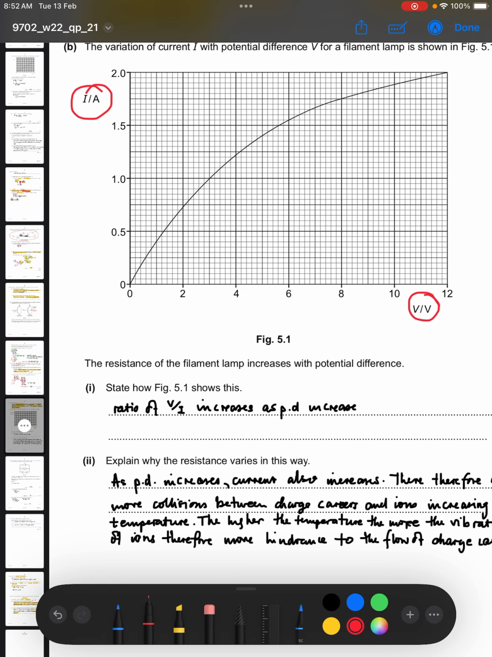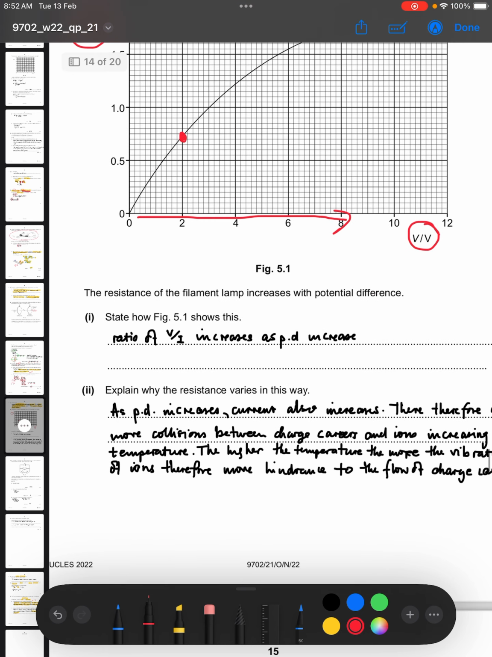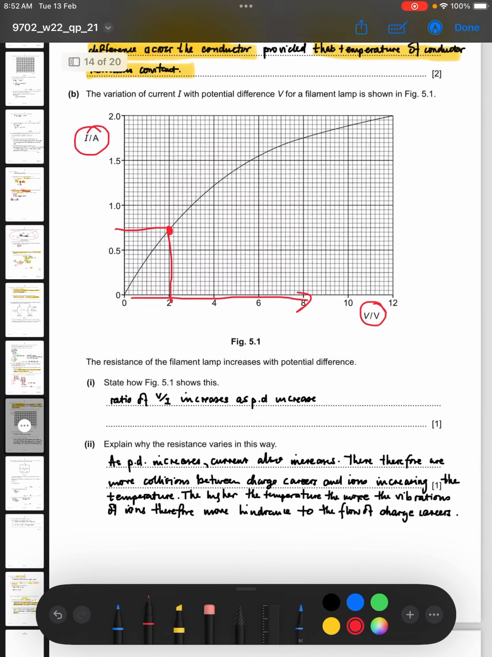Now, if you check out the graph here, you can see that at all points, the ratio of voltage over current increases as potential difference increases. So potential difference is increasing in this direction. So the ratio of potential difference divided by current. Let's take, for example, this instance. Potential difference is 2 divided by the current here, which is approximately 0.75.